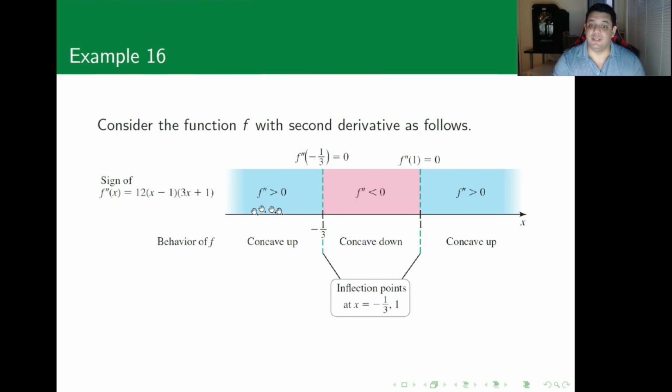So this means there are changes in concavity at minus 1/3 and 1. So these are inflection points. In the interval from minus infinity to minus 1/3, the concavity is up. From minus 1/3 to 1, the concavity is down. And then again, from 1 to infinity, the concavity is up.